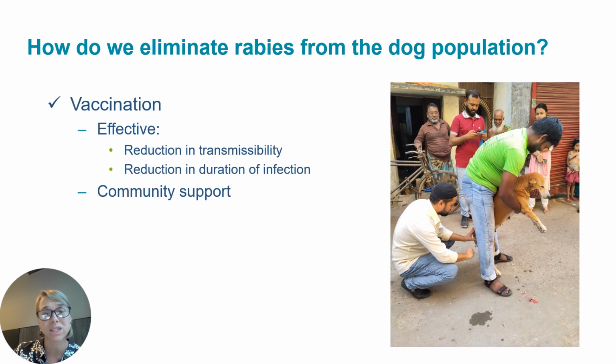Conversely, we know that vaccination is effective, reducing transmissibility and duration of infection. In fact, bringing the time of infectiousness down to 0 because the dog's immune system kills the rabies virus without the virus ever having the opportunity to infect another animal or person. And it enjoys widespread community support.